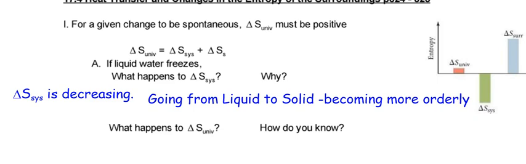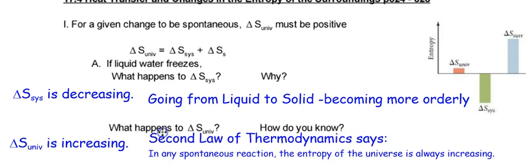So what's happening to the delta S of the universe? It's increasing. Why? Because of the second law of thermodynamics. It says in any spontaneous reaction, and yes, water freezes spontaneously, the entropy of the universe is always increasing. So look at my energy graph right here. My universe is a positive value. It has to be, otherwise it's not spontaneous.